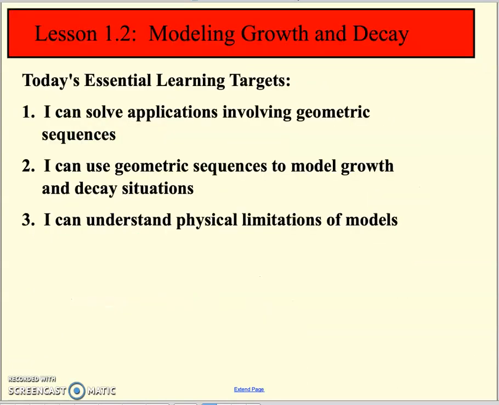Today really what we're doing is modeling growth and decay. So we're just taking the idea of sequences where the numbers in the sequence are getting bigger, or the numbers in the sequence are getting smaller, and modeling means look at an application of that. So growth and decay usually will be geometric because you're multiplying by a number to increase the value, or decrease it for decay. And so what we want to do then is talk about what those look like as a growth and decay model.